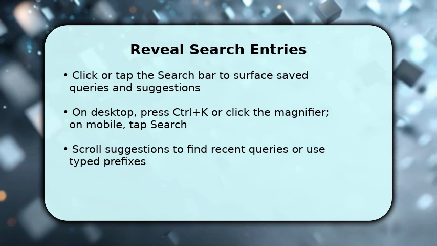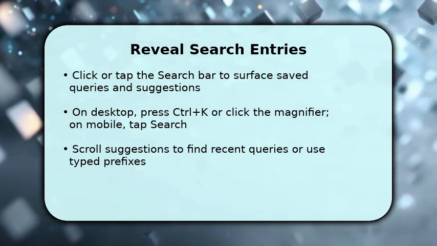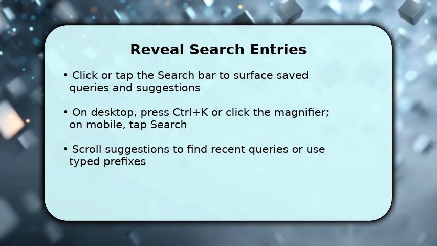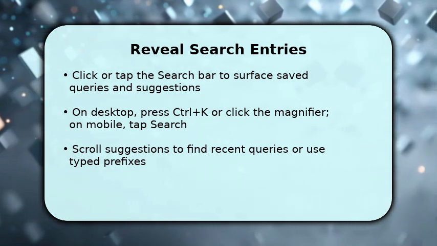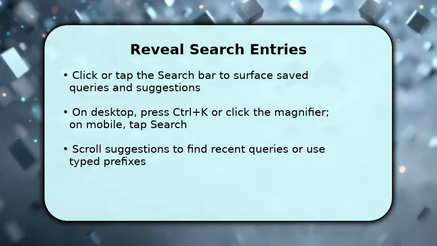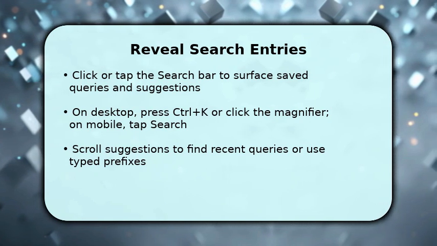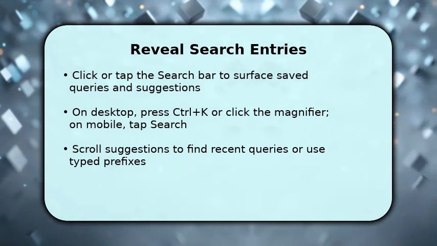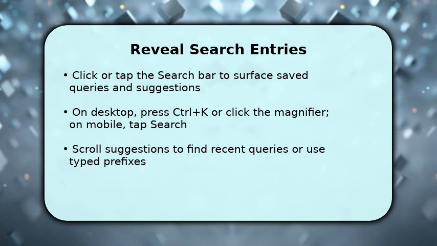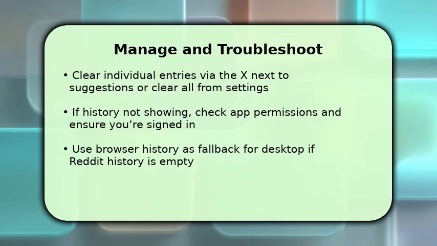As you focus the field, Reddit shows recent searches, suggestions, and autofill entries tied to your account. Type the first few letters of an old query to filter just those entries. Once done, you'll see timestamps or contextual subreddit hints for many results, which helps you recall where and when you searched. Finish by cleaning or keeping what you need.